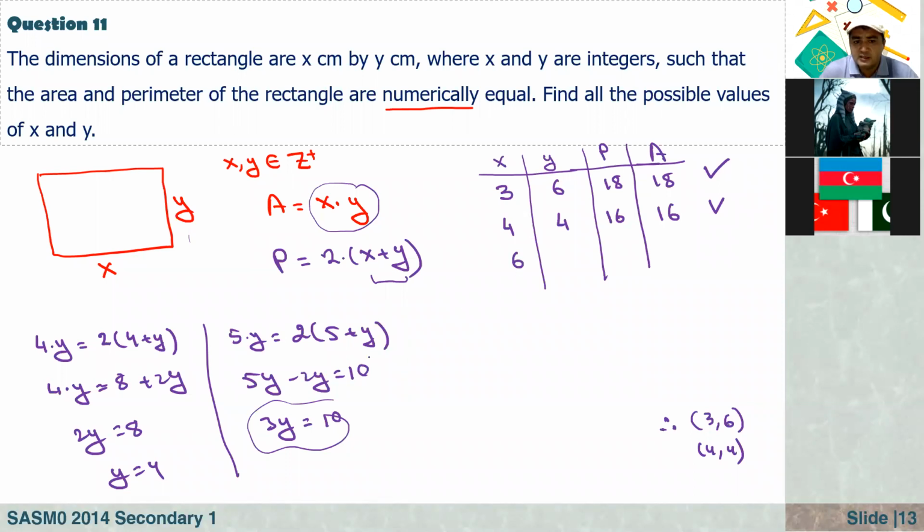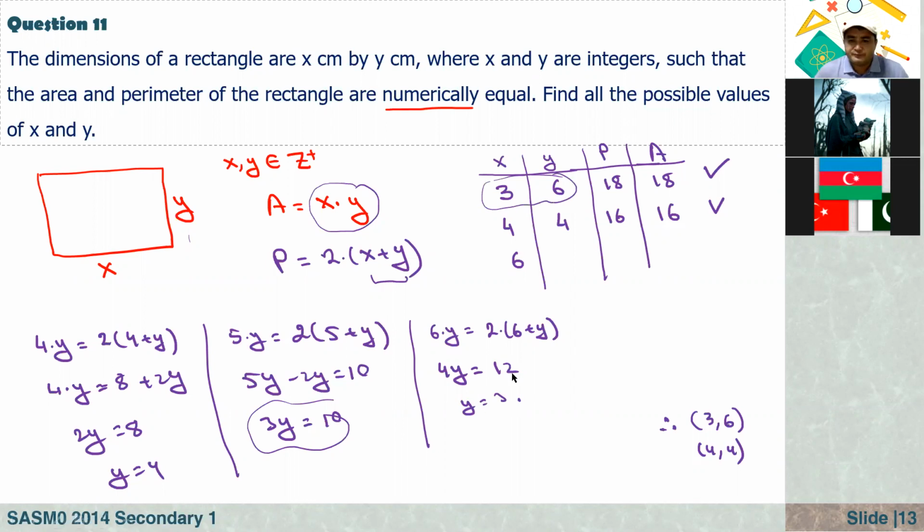How about if it is 6? That means that here we have 6 times y. On the right hand side, 2 times 6 plus y. And here we have 4 times y. And the right is equal to 2 times 6. It is 12. So y is equal to 3. We already got this answer here, right?